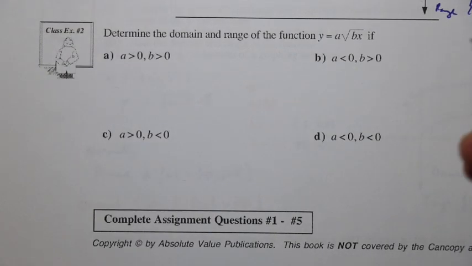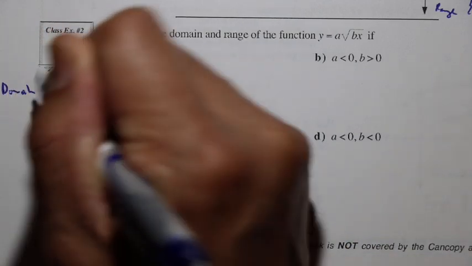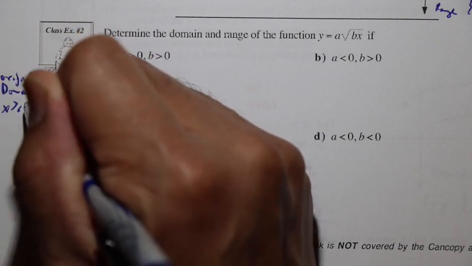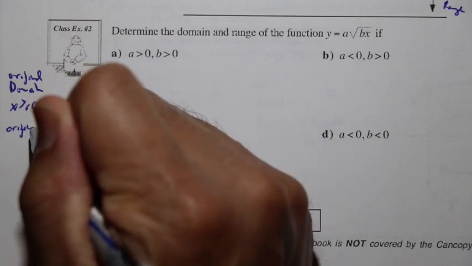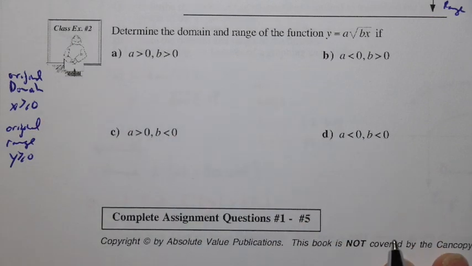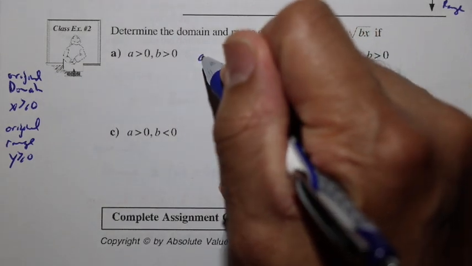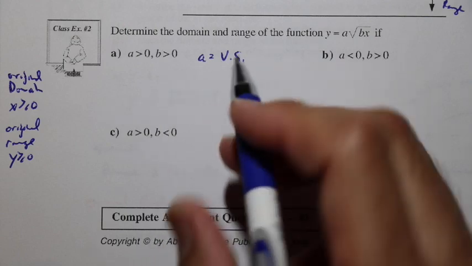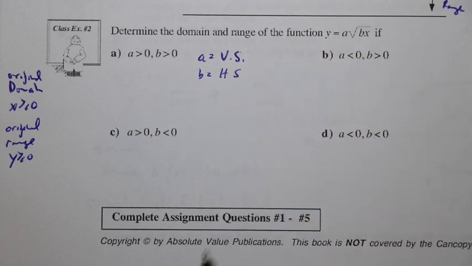Before we see what happens, let's just see the domain. Remember, say the original domain is going to be x is greater than or equal to 0, and the original range is going to be y is greater than or equal to 0. So if we stretch, here this A means a vertical stretch. And B means a horizontal stretch.